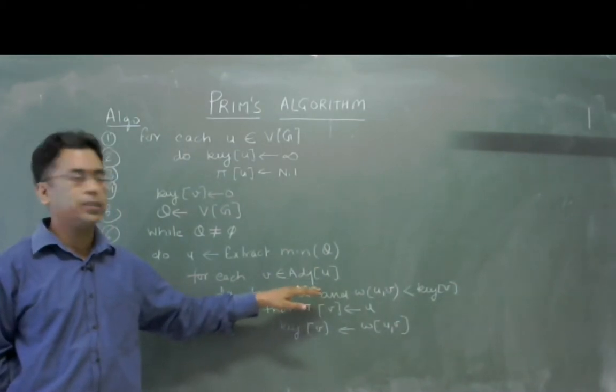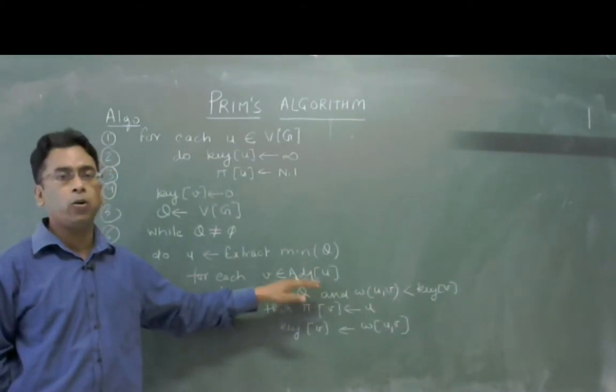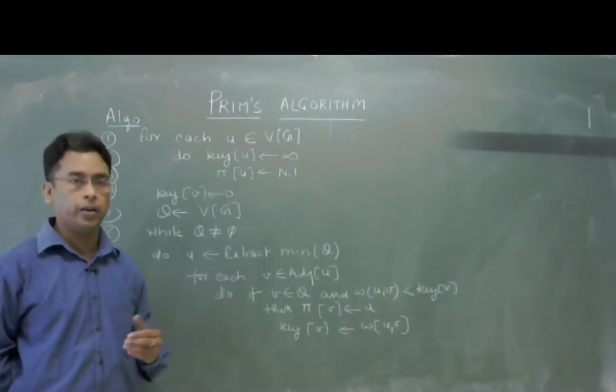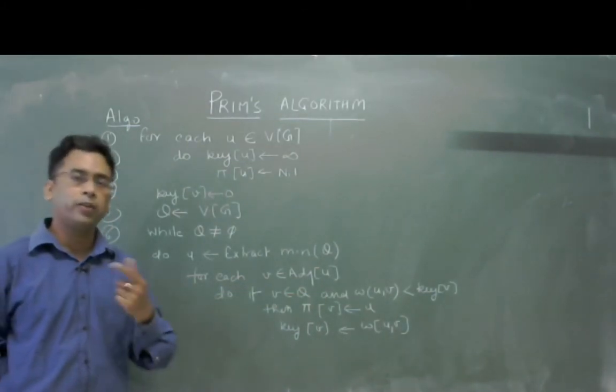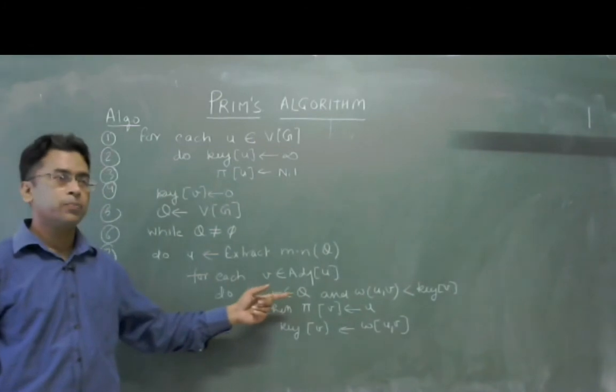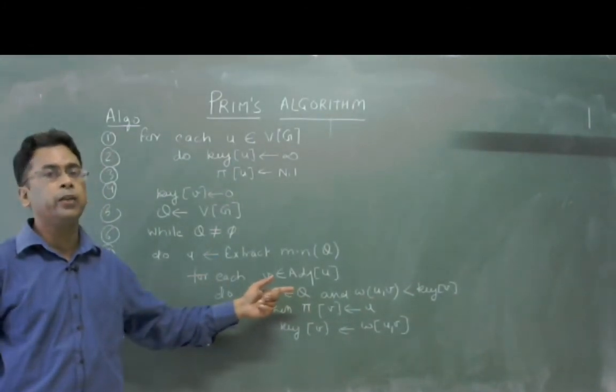We find all the vertices which are yet uncovered. Because when we discover a vertex in that position, that value does not remain infinity.